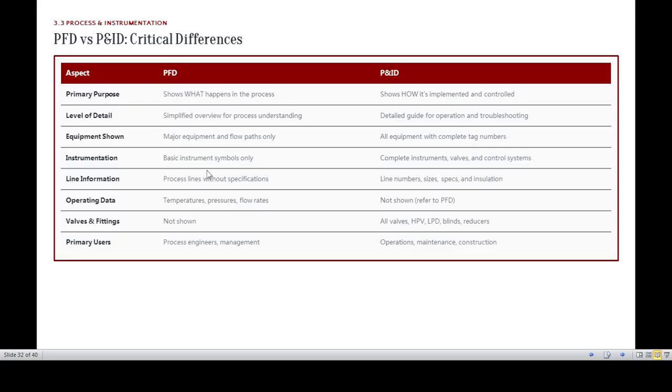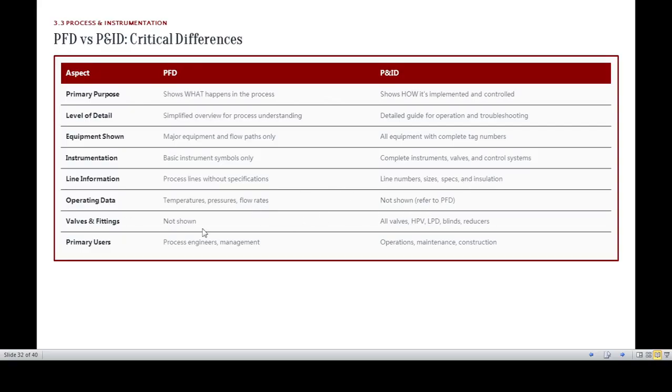The PFD shows instrumentation as basic instrument symbols only. The P&ID shows complete instruments, valves, and control systems. PFD: process lines without specs. P&ID: line number, size, specs, and insulation. Operating data, temperature, pressure, and flow rate, the heat and mass balance, are not shown in the P&ID.